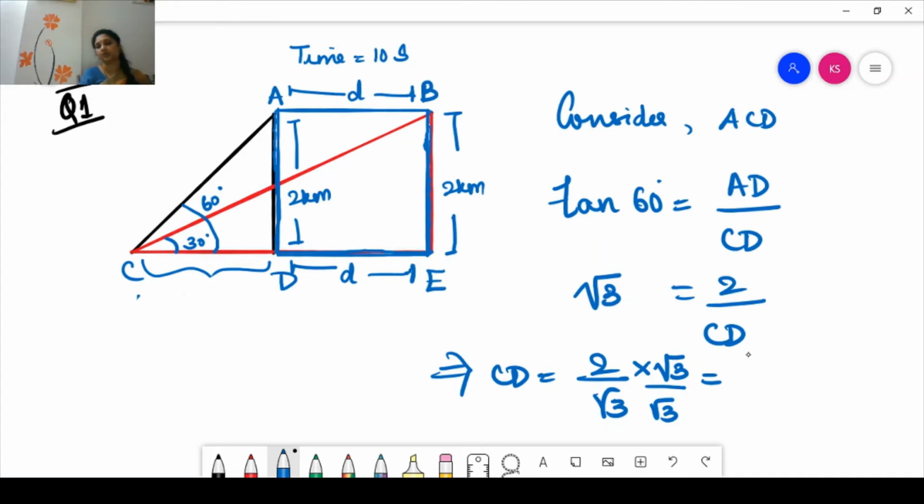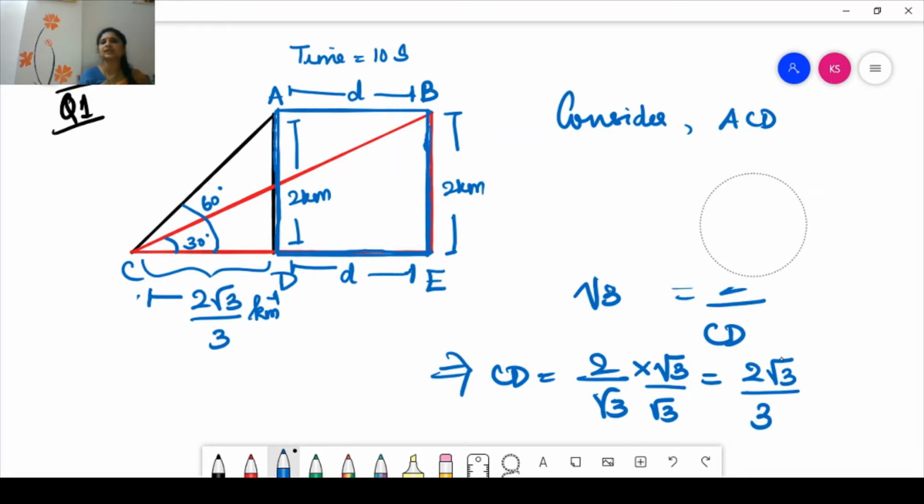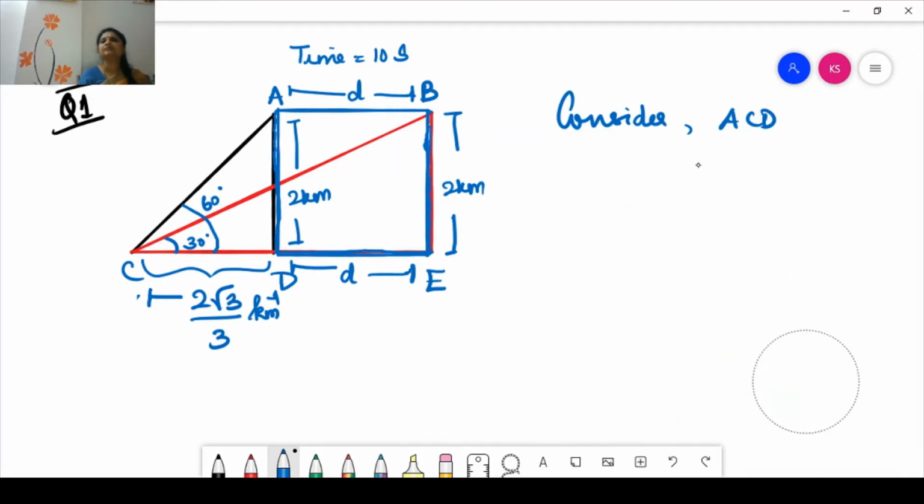I hope you all remember. So this is nothing but 2 root 3 by 3, because root 3 into root 3 is 3. So let's mark CD. We have found it as 2 root 3 by 3 kilometers, because the other measure is in kilometers. This will also come out to be in kilometers. So now I'm going to take the other triangle and find the complete base of that also, the base of the bigger triangle.